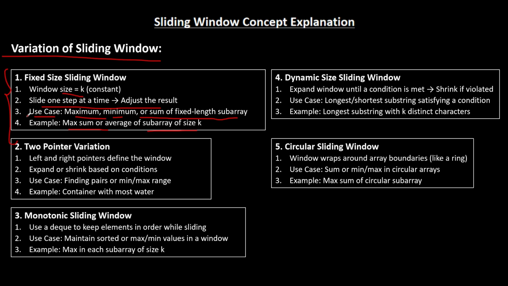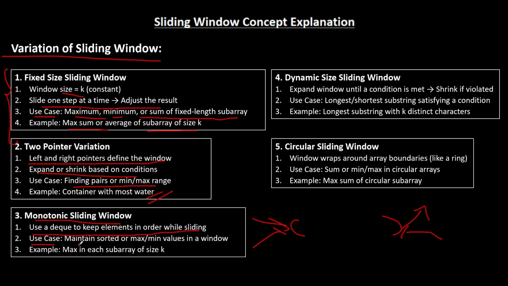Now there could be a two pointer variation also. The left and right pointers define the window here, and expand or shrink based on the conditions, like finding pairs, minimum, maximum range. Example could be container with most water. We solved this question in our previous videos. Please look into those also regarding the two pointer variation, container with most water. The third variation will be the monotonic sliding window. We use a deque to keep elements in order while sliding. A deque, in a nutshell, is a data structure where we can push and pop from the back, and push or pop from the front. Right? This is a deque.